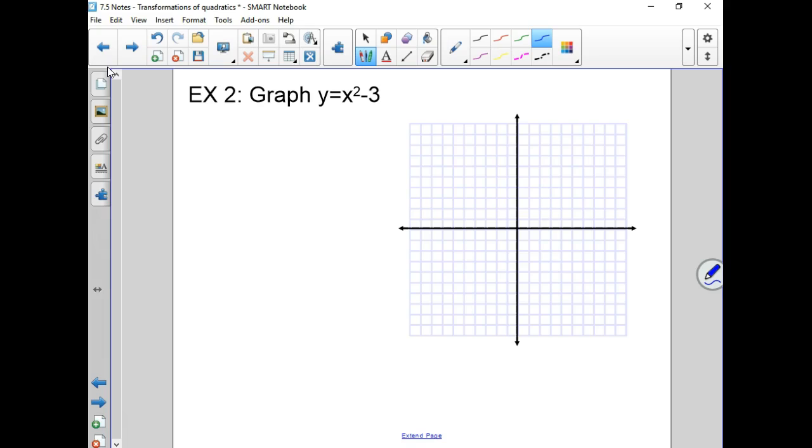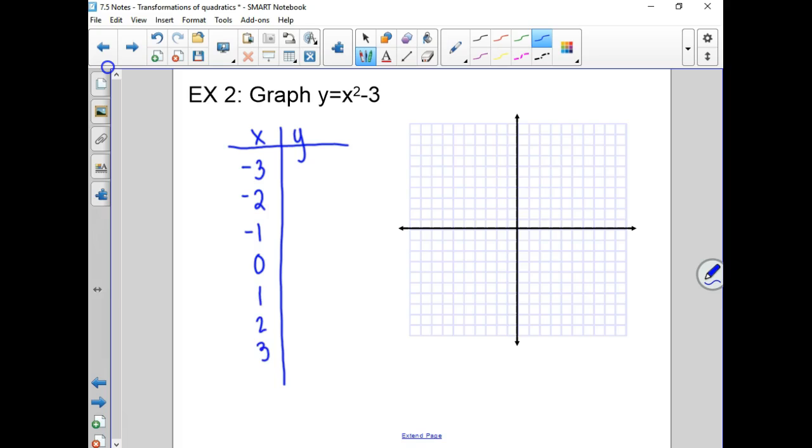For example 2, I'm going to graph y equals x squared minus 3. It's always an option just to plug in the numbers. So we could do the same thing we did on the last problem. We would have -3, -2, -1, 0, 1, 2, 3. I could use other numbers here, but this will give me a pretty good picture.